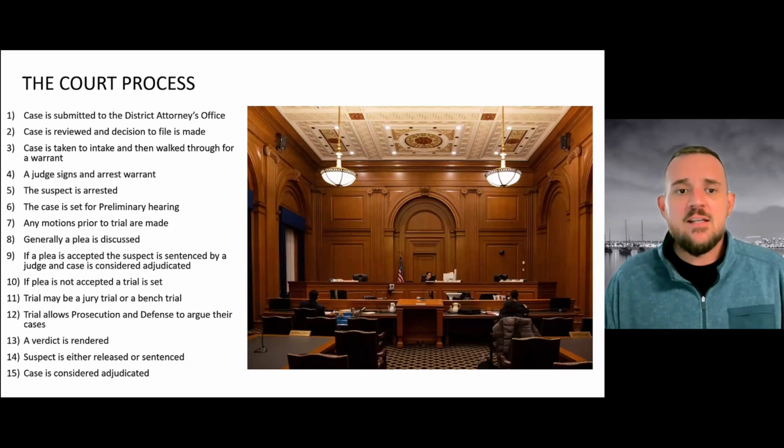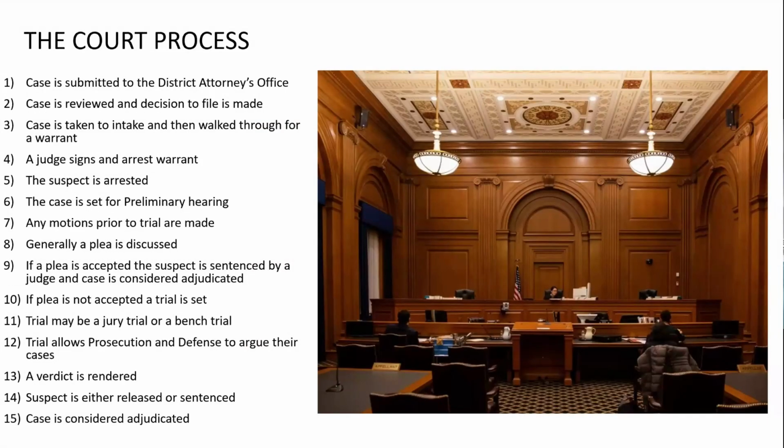So once it's submitted to the DA's office, the DA reviews it, decides whether or not to file it. Once they decide to file it, it's walked through for a warrant. A judge is going to sign the arrest warrant for the person. The person gets arrested. Then it goes to preliminary hearing. That's when they determine whether or not there truly is enough evidence for the case to move forward. There's going to be a bunch of motions that the defense attorney and the prosecutor are going to make back and forth. They will start discussing a plea deal if preliminary moves forward and it was determined that, yes, this case is going. If the plea is accepted, the suspect might be sentenced at that point.